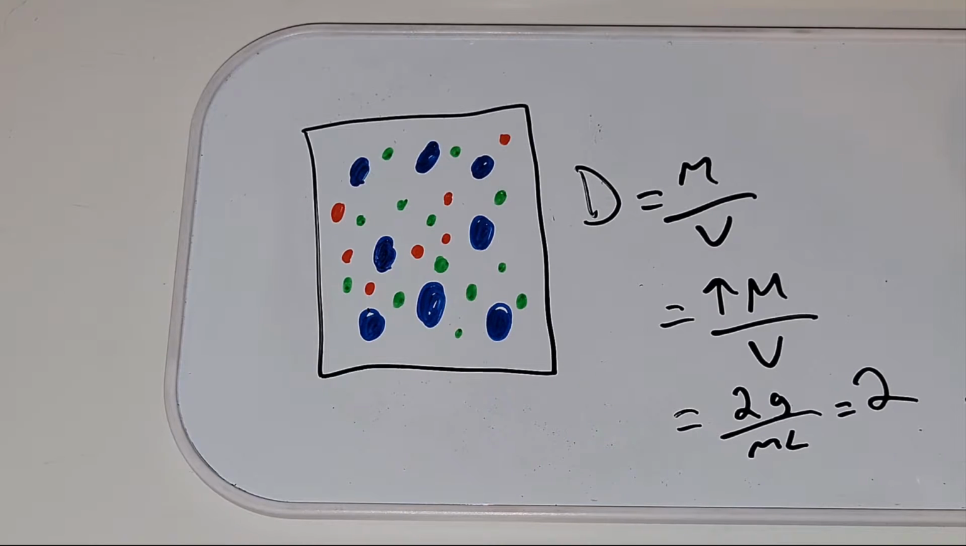Now, a really cool way to visualize this is what we're going to do in our experiment today. We're actually going to be stacking different densities of water on top of one another. You can do this, like I said, with some simple household items. So let's set the experiment up.